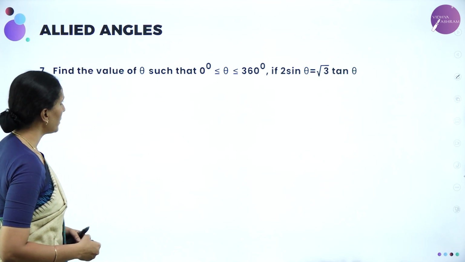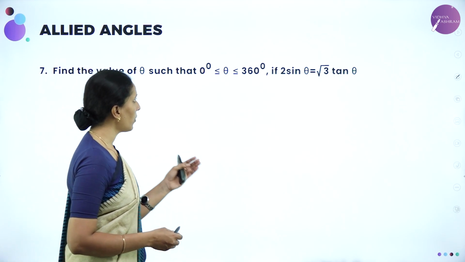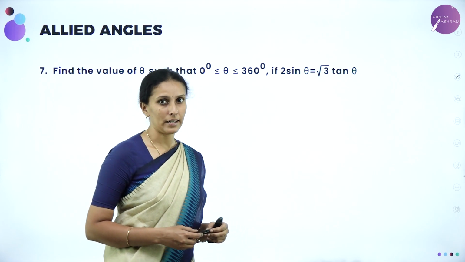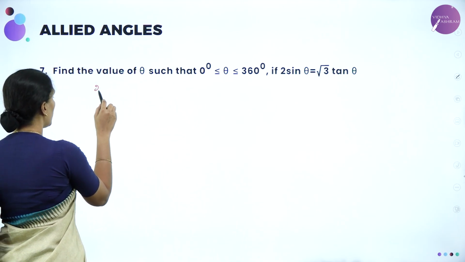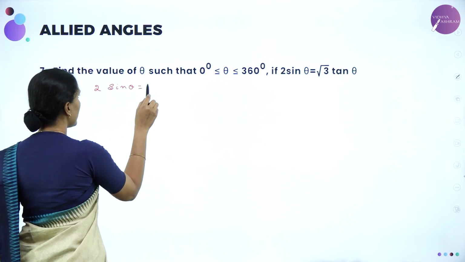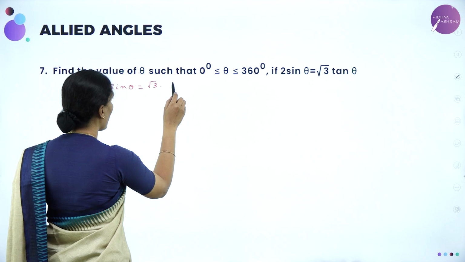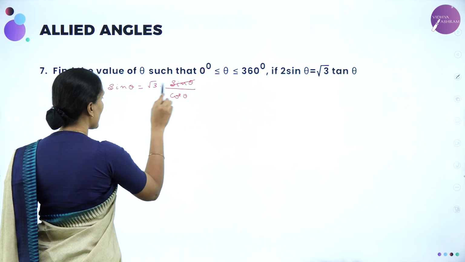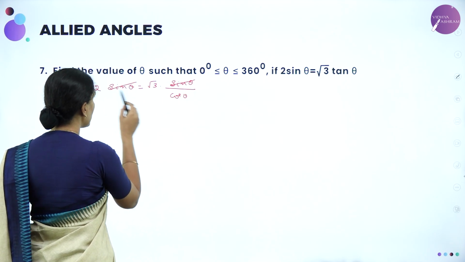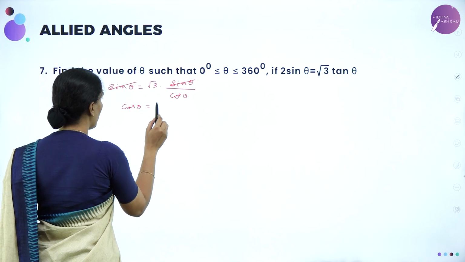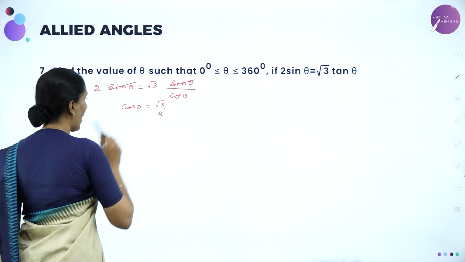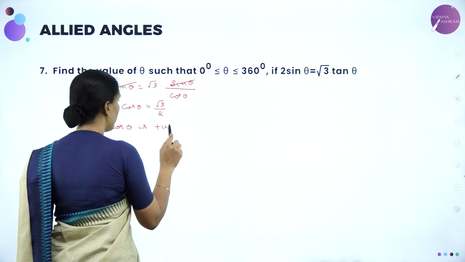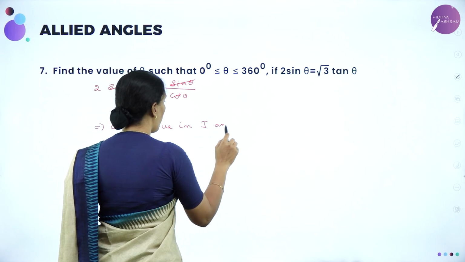Find the value of theta such that theta lies between 0 degree and 360 degree, if 2 sine theta is equal to root 3 tan theta. So first let us evaluate this. 2 sine theta is equal to root 3 times tan theta, and tan theta can be written as sine theta by cos theta. So we can cancel sine on both sides, shift cos and 2, and then we get cos theta is equal to root 3 by 2. Now the value is positive, so cos theta is positive in the first and fourth quadrant.